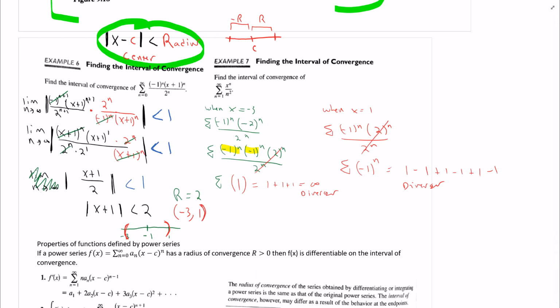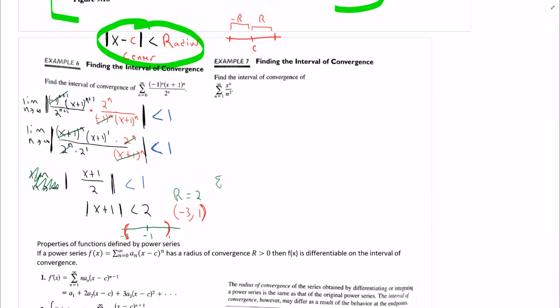Let me go and delete this stuff. And we'll do the next one. Okay, next example. Find the interval of convergence. Again, we're going to use the ratio test. We're going to take the limit as n goes to infinity of the absolute value of x to the n plus 1 over (n plus 1) squared, and we're going to divide that by just the regular one, which is the same as multiplying by the reciprocal since it's a fraction.